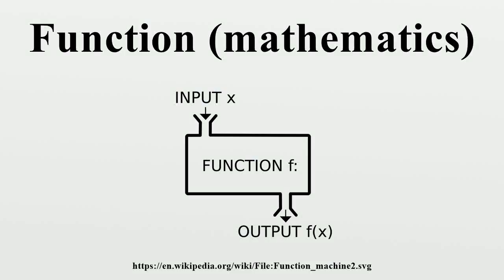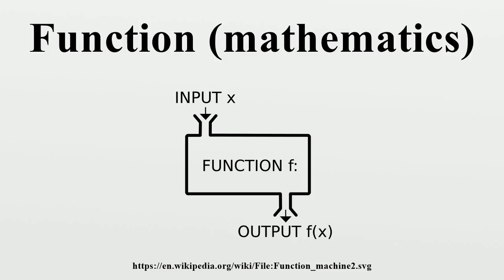In mathematics, a function is a relation between a set of inputs and a set of permissible outputs with the property that each input is related to exactly one output. An example is the function that relates each real number x to its square x². The output of a function f corresponding to an input x is denoted by f(x).